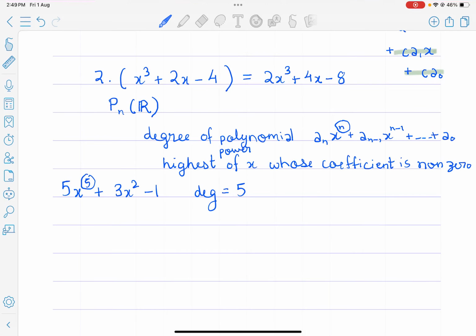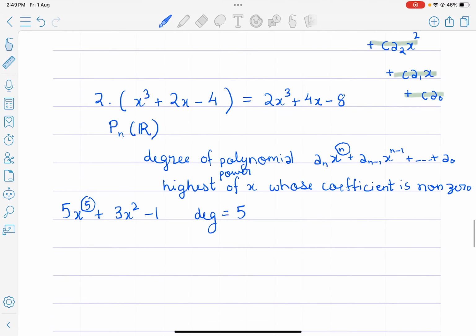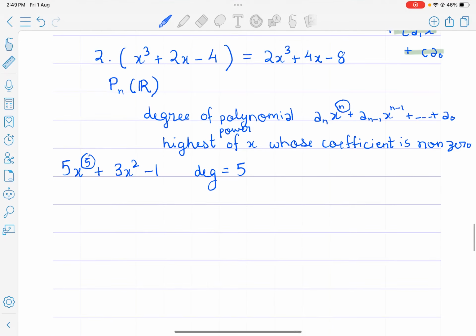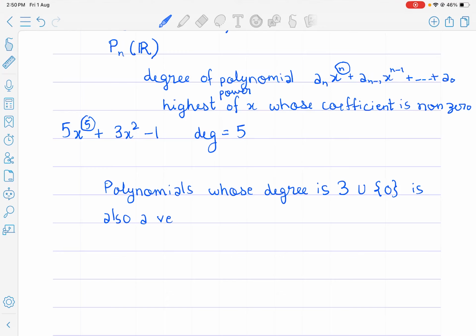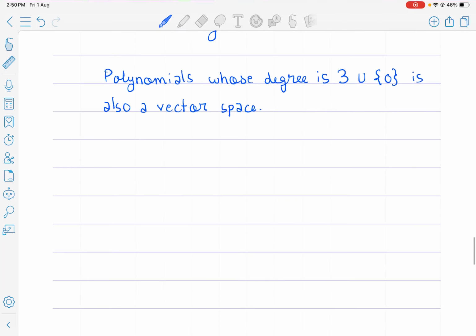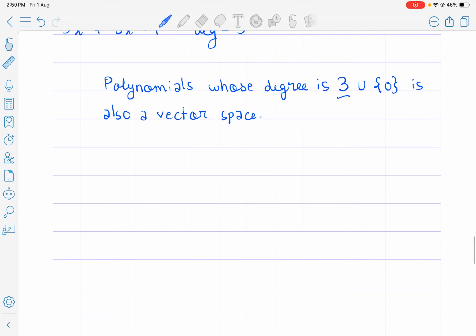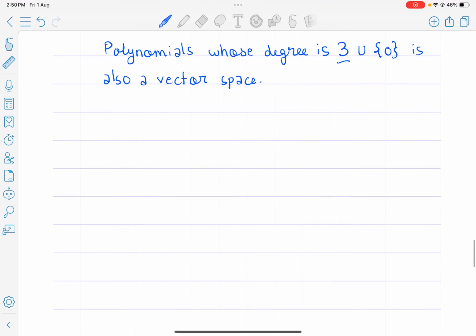Here we are taking all polynomials. You can also check that polynomials whose degree is 3, union 0, is also a vector space. I will prove this later if required. But there is nothing special about 3; you can take any n. Now let's move to a different example.